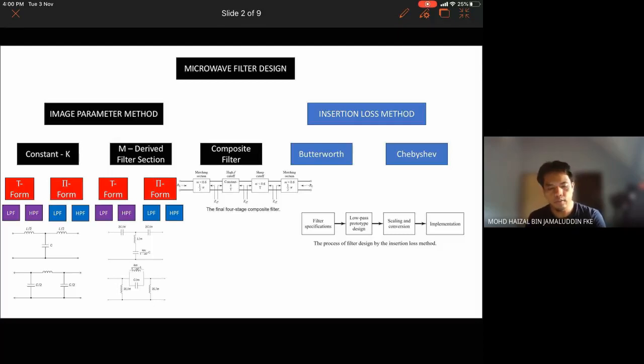So, m-Derived filter section. The m-Derived filter is a modification of the constant K filter design to overcome the problem of slow rate of attenuation and the change of image impedance. So that's why the m-Derived filter section is introduced.